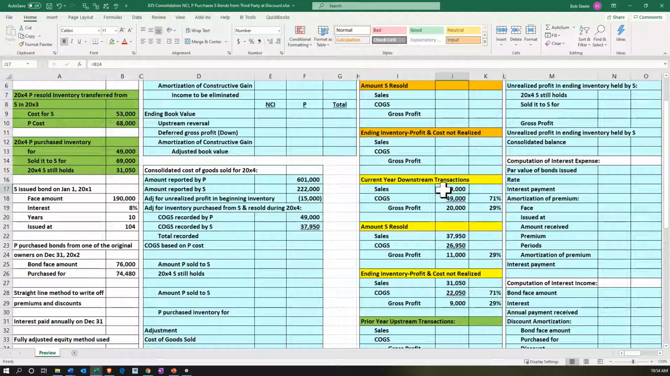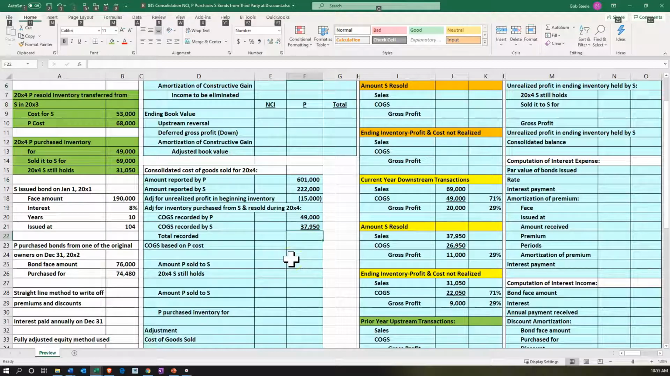But if you think about what's going to be recorded on S's books, they're going to be recording that 37,950. In other words, we said P purchased the inventory for the 47,950, sold it to S for the 69,000, and then S is still holding on to the 31,050. So they're going to say that the cost to S was the 69,000, and they're still holding the 31. So the difference between those two is going to be the 37,000 that's going to be recorded on S's books for cost of goods sold.